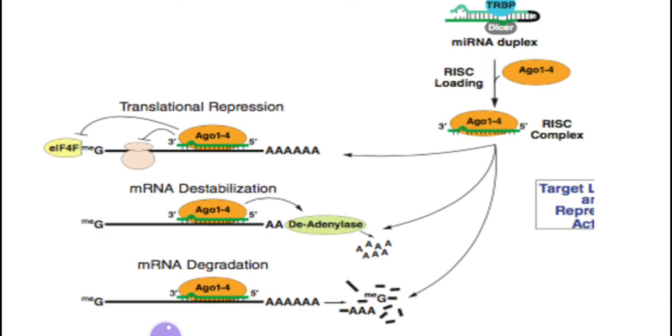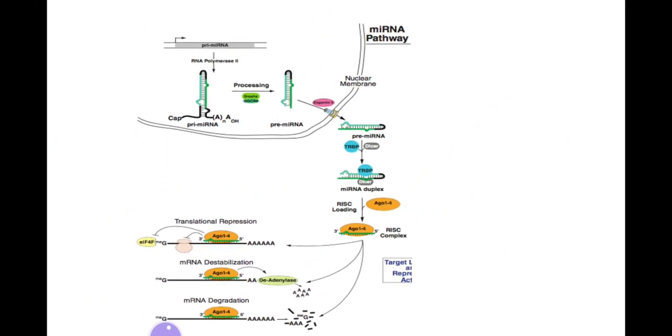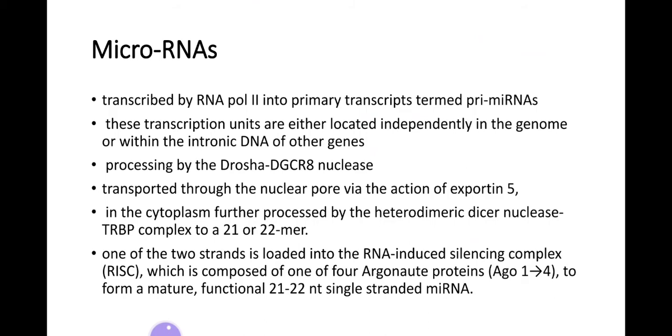And the third mechanism by which microRNA will inhibit or degrade mRNA is that it will break down the mRNA into small pieces, and this way also the mRNA will be degraded and it is not able to be translated into proteins. So this is the same explanation which I have told you in the previous diagram.